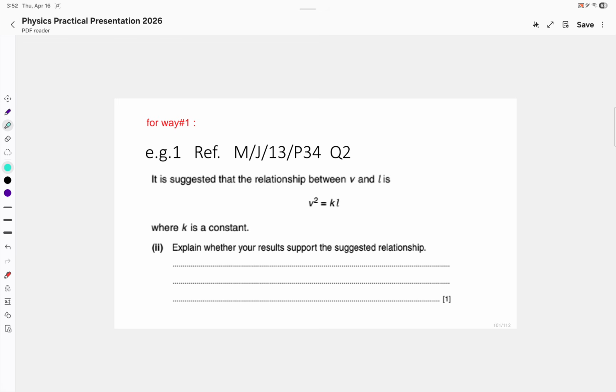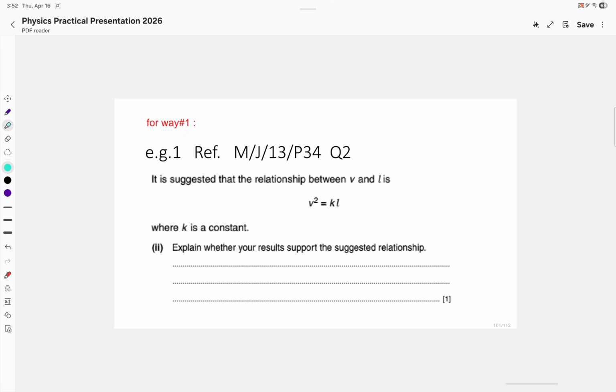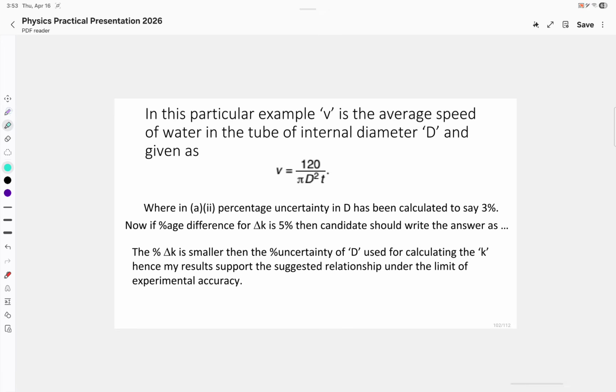Now look at a question over here. May June 2013, paper 34, question number 2. A relationship between v squared and k l, where k is a constant. Explain whether your results support the suggested relationship. All right, now I have mentioned this one in the next slide. Over here, how are we going to write an answer? Look at it now.